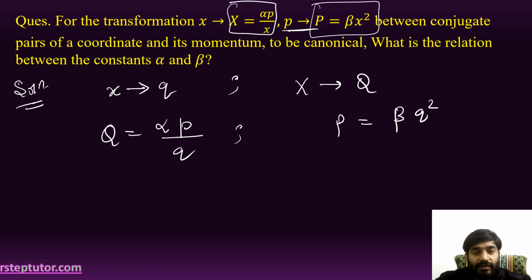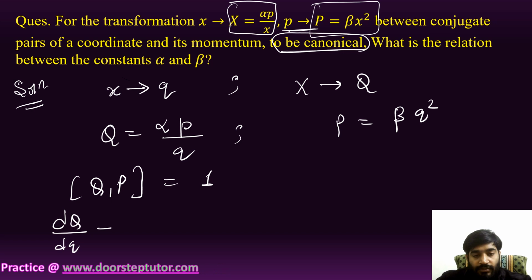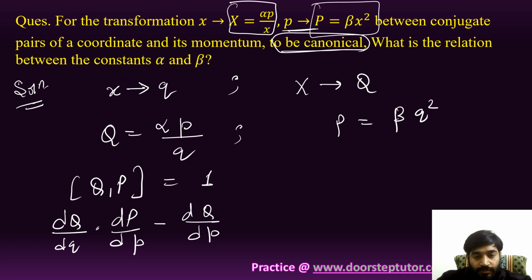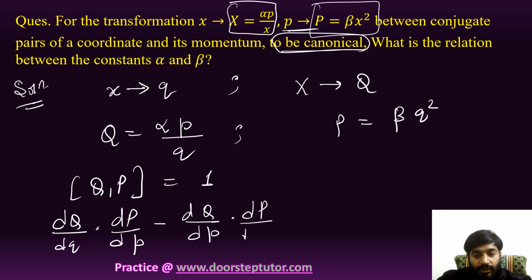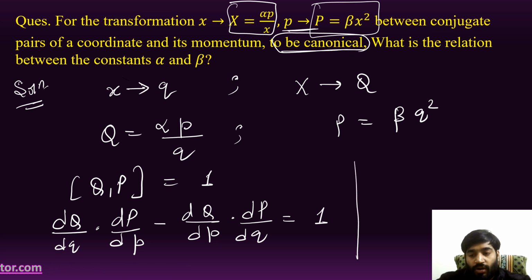Now, it is given that the transformation between the conjugate pair of coordinate and its momentum is to be canonical. So what is the condition for canonical? The Poisson bracket of capital Q, capital P must be equal to 1. So it is dQ over small dq into dP over small dp minus dQ over small dp into dP over small dq, and that must be equal to 1. So you can find the values of all these things. Clear?